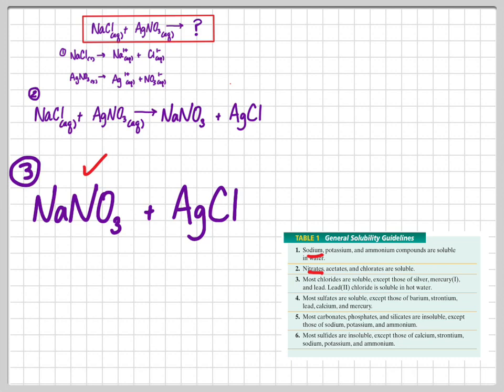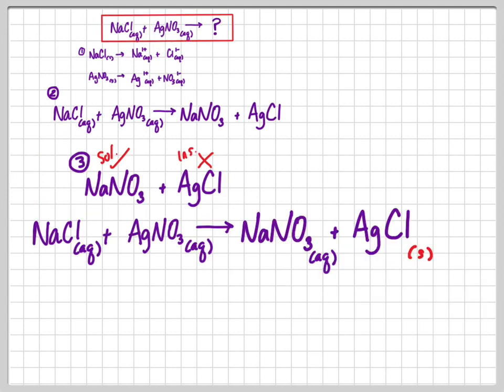Let's see. Chloride compounds. Most chlorides are soluble. Wait, except those of silver. Silver chloride is not soluble. So I am going to have a solid precipitate. Now I can go ahead and finish that double replacement reaction, putting the state information in, noting that the sodium nitrate is going to stay in aqueous solution, while the silver chloride will precipitate into a solid.